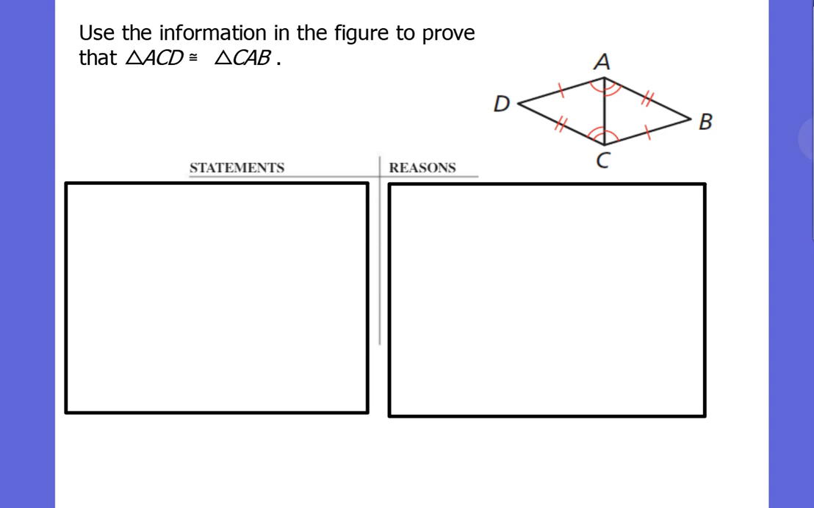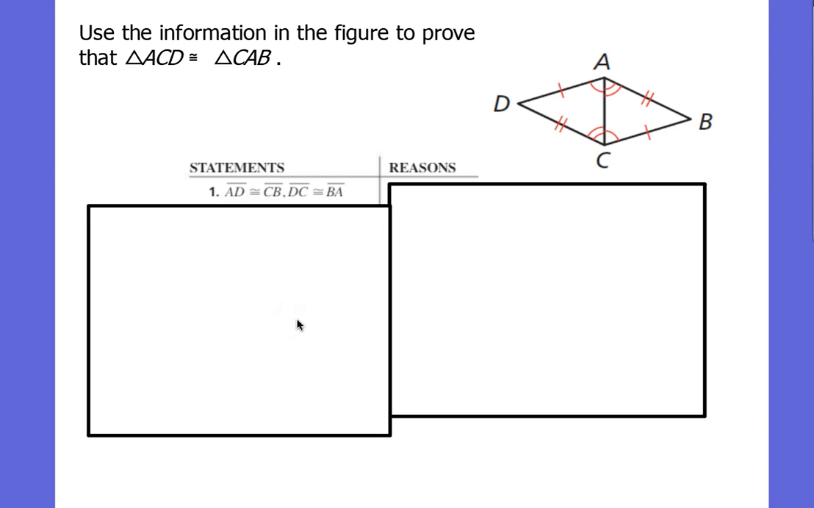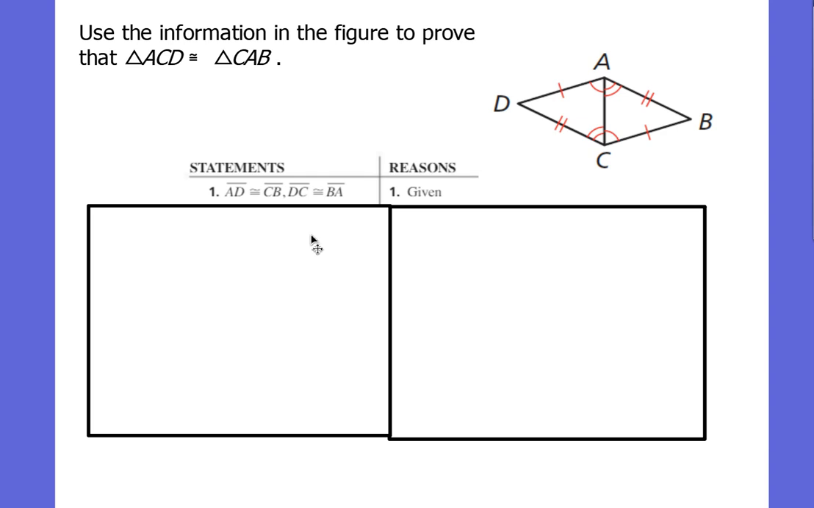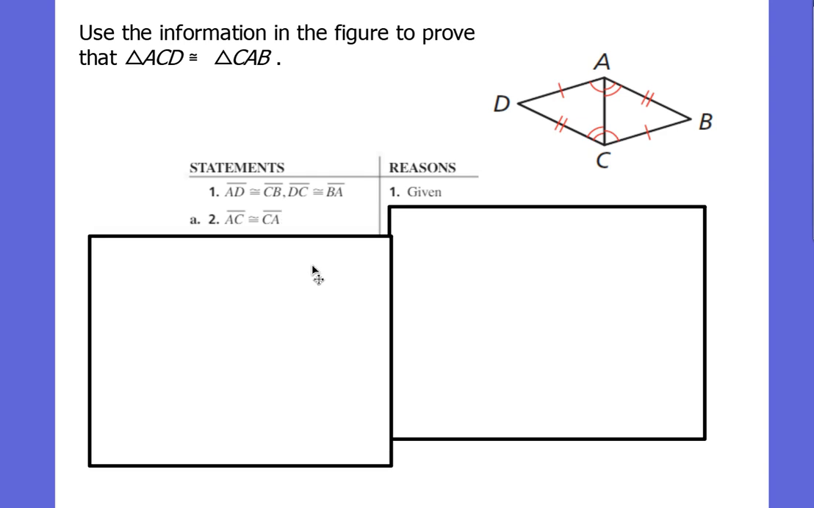We know that AD, the segment, is congruent to CD, the segment. And we also know that DC, the segment, is congruent to BA. That's given to us. What else do we know? Well, we also know that AC is congruent to itself. How's that possible? That's not labeled.